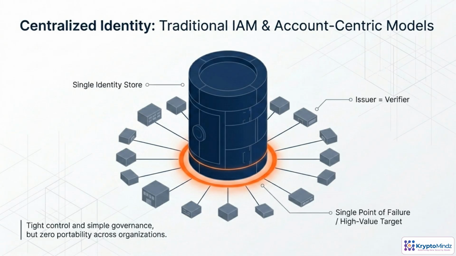The trade-offs are significant. That central store becomes a single point of failure and a high-value target. Identities are siloed, so users can't easily reuse verified identity across organizations. The result is repetitive KYC checks, fragmented risk views, and higher onboarding friction.